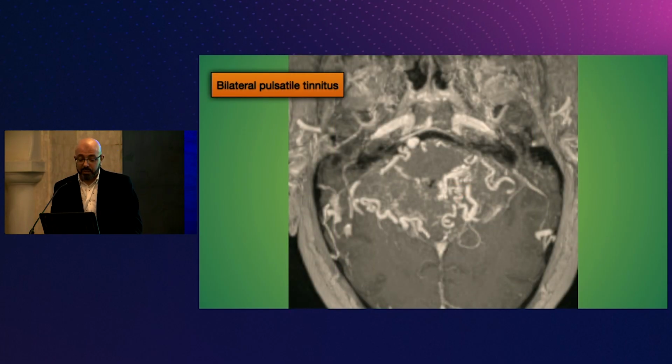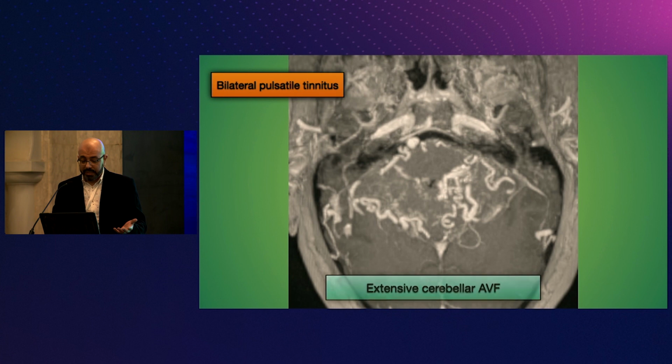Another patient with bilateral pulsatile tinnitus, this is very obvious. You can spot that on CT or MRI alike. So of course CT is easier for us, but MRI again can make a diagnosis easily here with patient with extensive cerebellar AV fistulas.